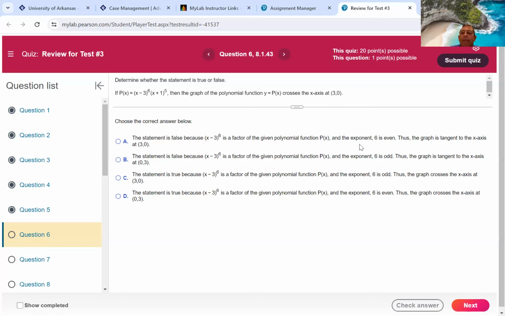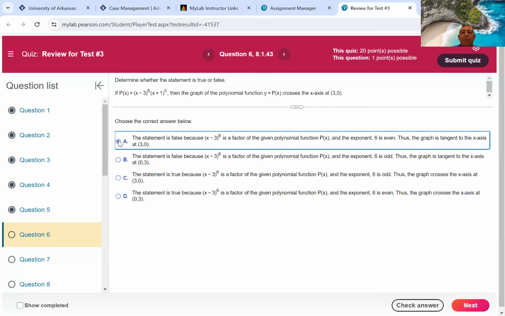But y'all look at that. A says the exponent 6 is even, which is true. B says the exponent 6 is odd. Well, that's false, so we have to go with A. It's false because the exponent 6 is even and it should be tangent. So remember, even multiplicities are tangent. Odd multiplicities cross over.